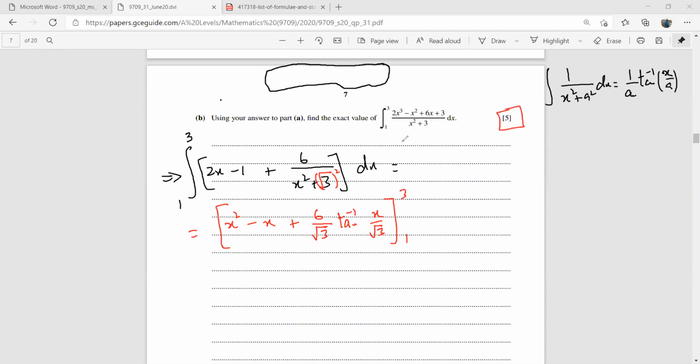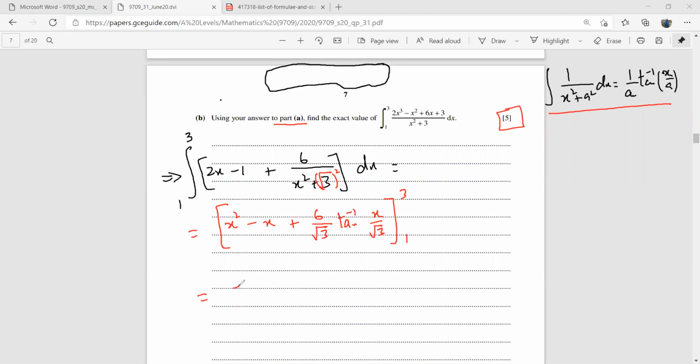He was giving you the clue himself that you have to use part A, that a division was required. We have used that, and then you have to use the formula booklet for this. If it was x squared minus a squared, then you could have gone for partial fractions. Anyhow, time to put the limits in here.